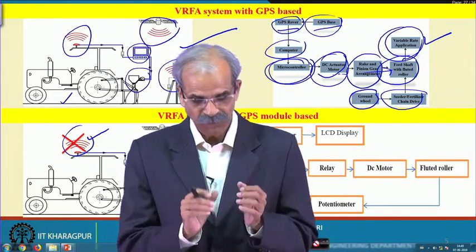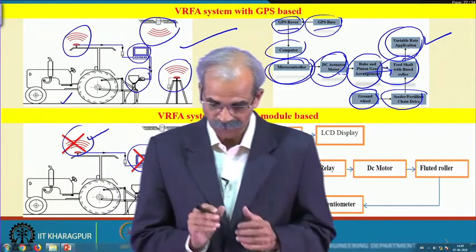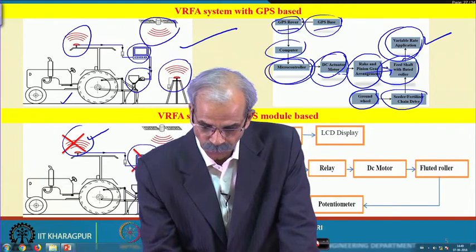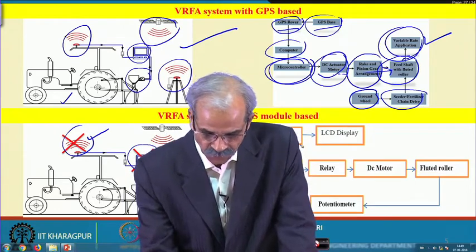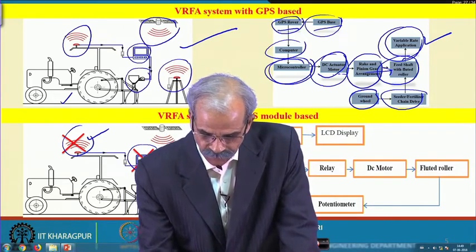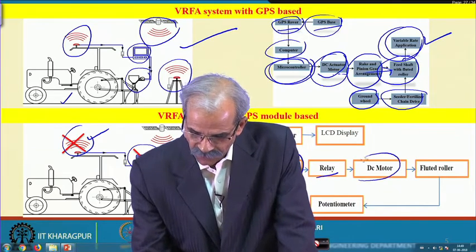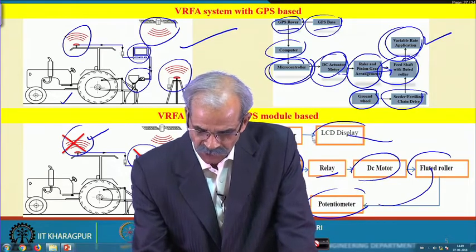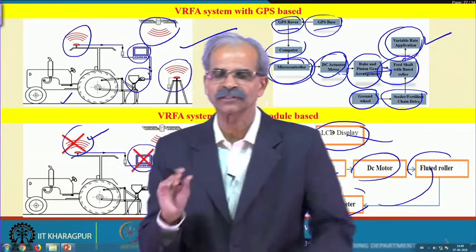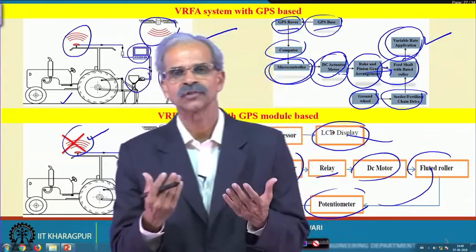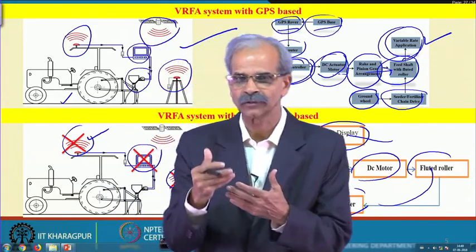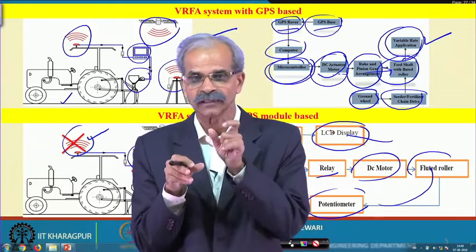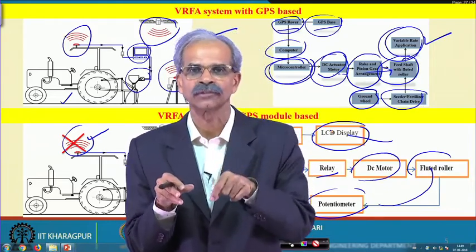Now, here we have a GPS module system, a variable rate system. Here, if you see the working, there is the microcontroller unit, the relay, the DC motor, the fluted roll and the potentiometer. So, these all will do the same thing. The display will indicate certain aspects: where you have reached, what the available nitrogen is at that place, and hence how much urea you should apply, so that the exact amount required at that position will be applied.